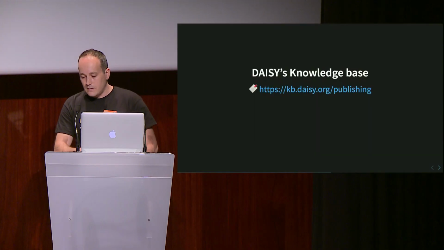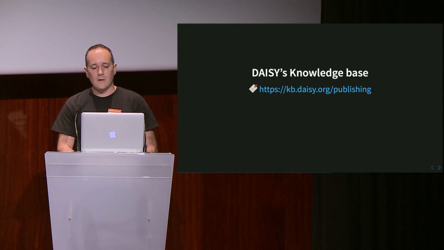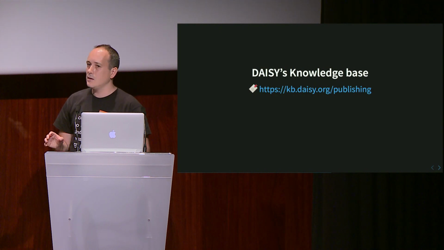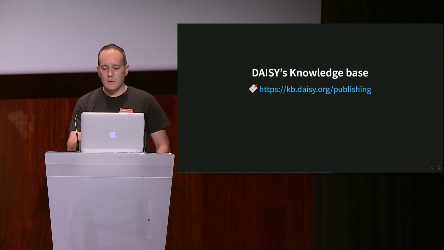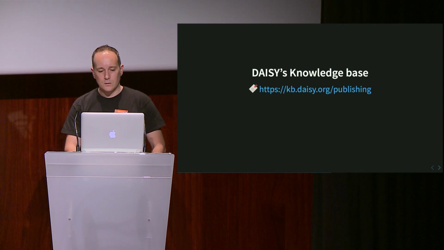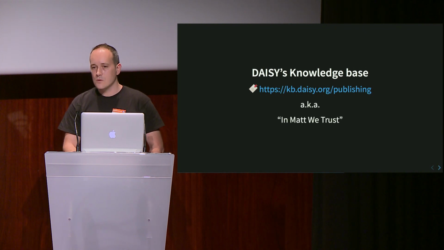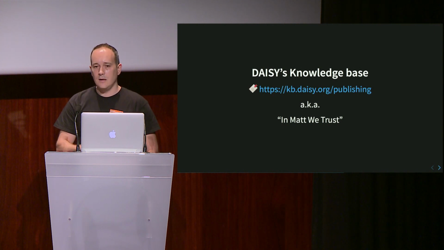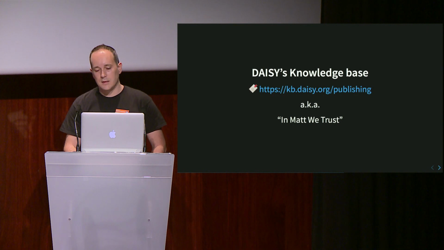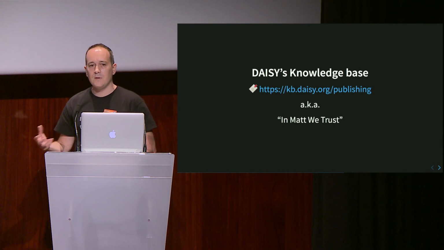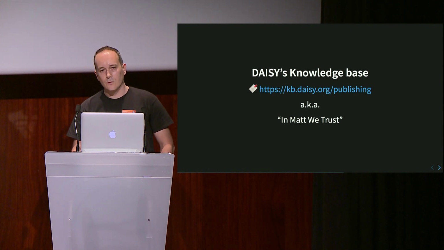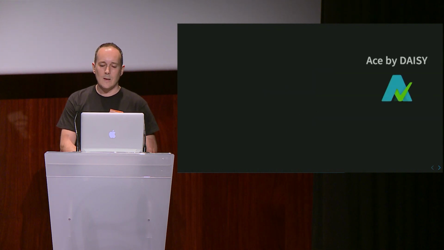So I'd like to talk about a few tools. My time is limited, but I'm trying to go fast. The first one is the DAISY knowledge base. I'm putting the link there, and it's available publicly as well. I will tweet it if you want to copy the link. This knowledge base can also be called In Matt We Trust. It's been mostly written by Matt Garrish, the expert in EPUB and accessibility. And it contains a lot of tips, best practices, guidelines about how to create accessible EPUB content.